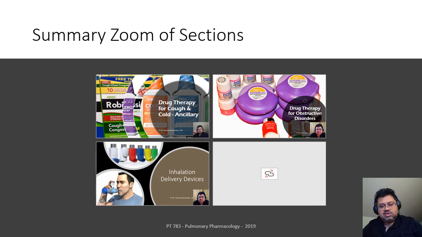So we'll study this under these three major headings: drug therapy for cough and cold, which are ancillary drug therapies, and then the two major conditions, drug therapy for obstructive diseases, and then some delivery devices, how these drugs can be delivered.